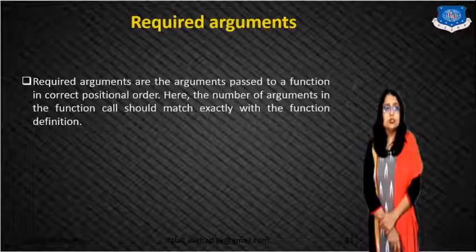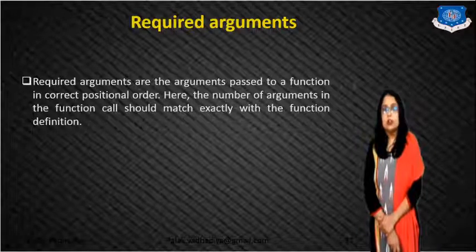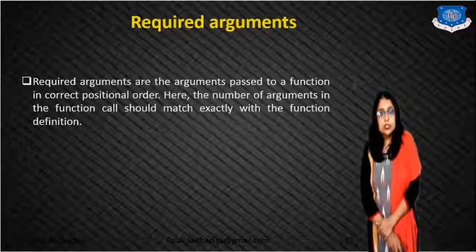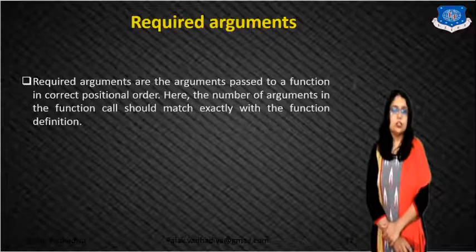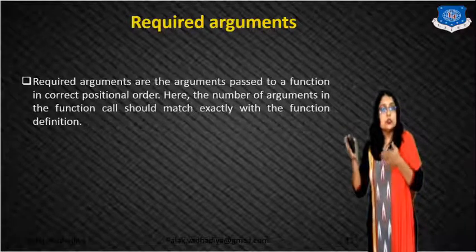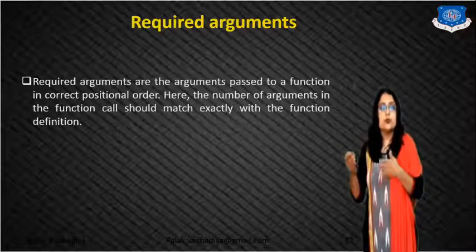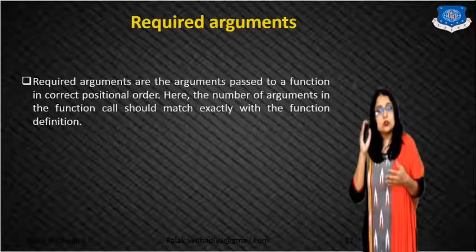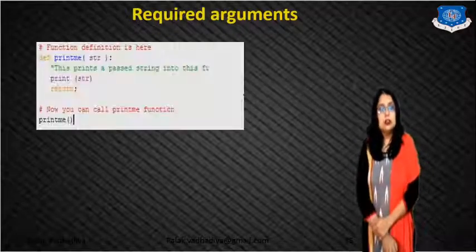The required arguments are the arguments passed to a function in the correct positional order. This is important, correct positional order. So here the number of arguments in the function call should match exactly the function definition. See, if I am writing parameters side 1, side 2, side 3, and when I call the function, I am just passing 10, 20, then I have not defined any number for side 3. So at that time, that function gives me an error.